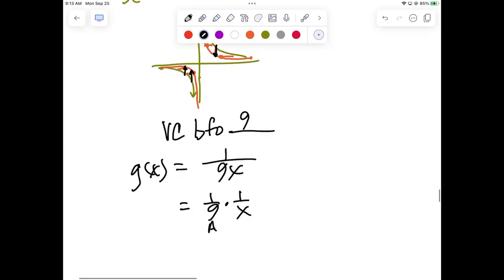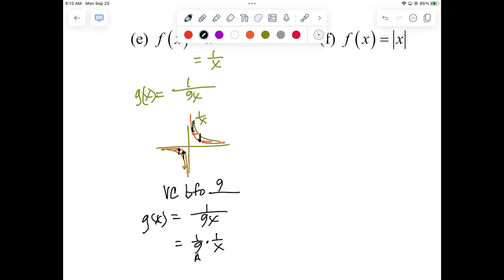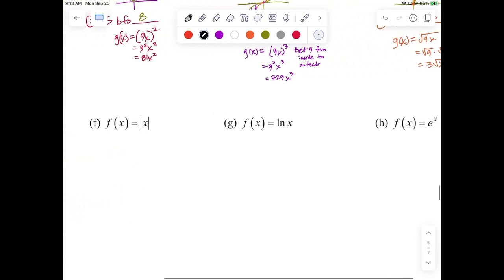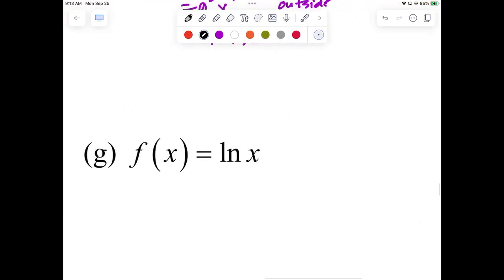So notice that we knew before we even did the math that it was going to be a compression, right? Because we graphed it. All right, we could keep doing this for all of these, and it's going to be kind of interesting. The absolute value of x, I'm going to skip. It's kind of boring. But let's look at the natural log of x.